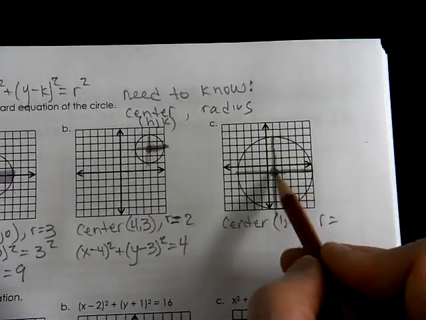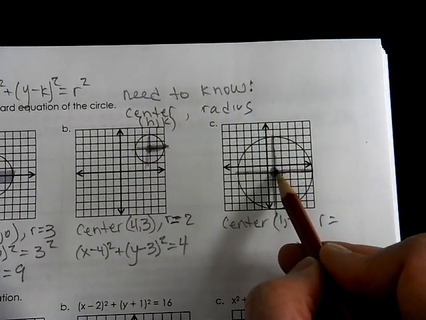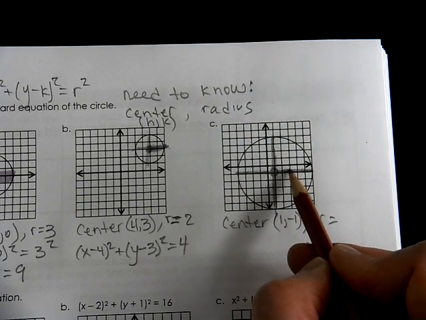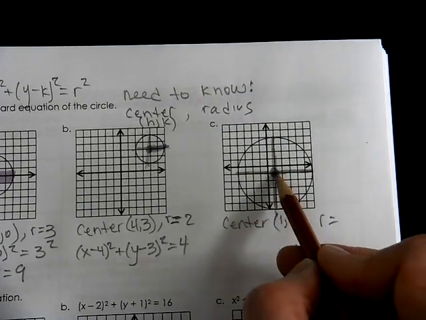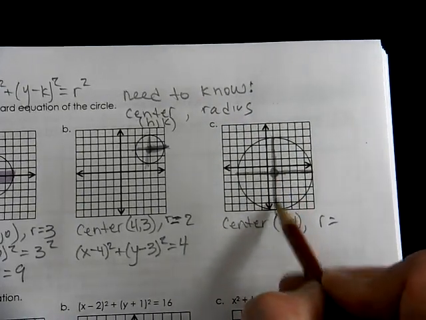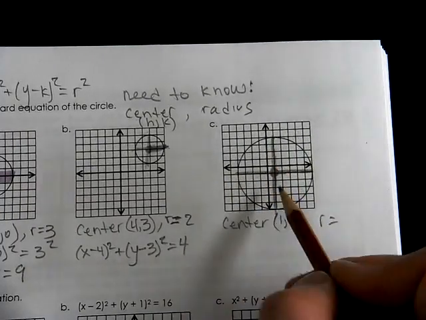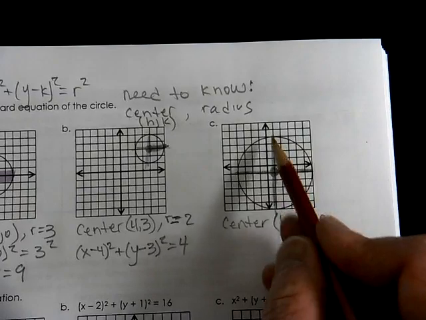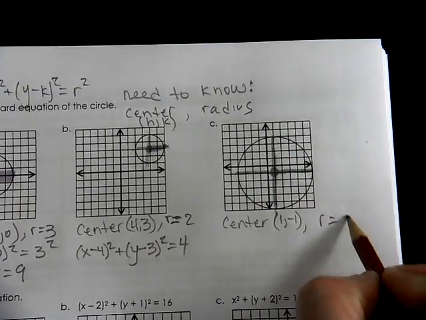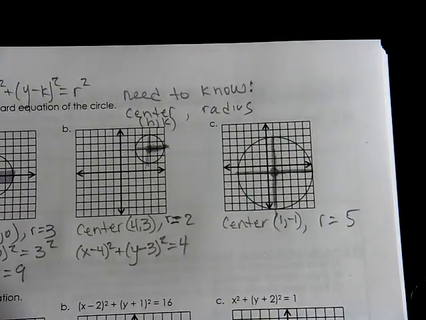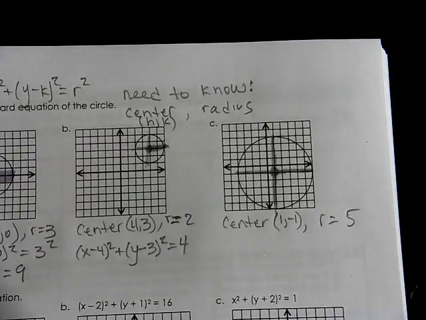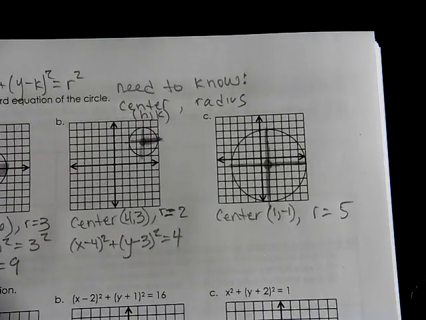And my radius is the distance that it takes to get to the side. 1, 2, 3, 4, 5. It's 5 in every direction. Because the radius is the same no matter which spot of the circle you go to.